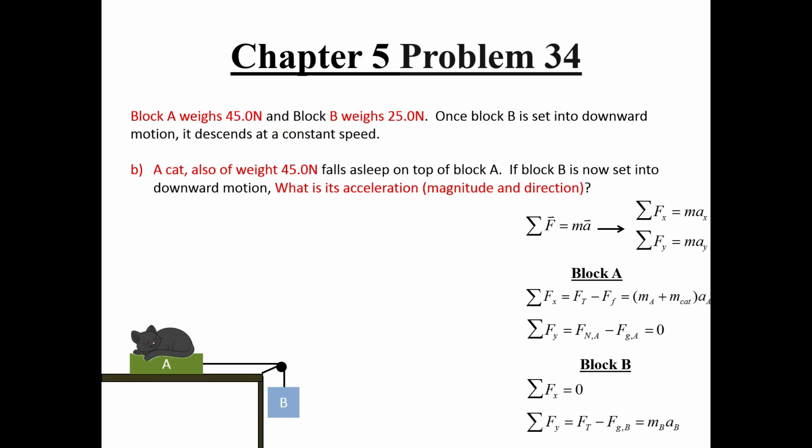Part B adds extra weight onto block A in the form of a sleeping cat. Recall from part A that when block B was set in motion, the acceleration was 0. Adding the cat onto A is going to change our acceleration to a non-zero value.